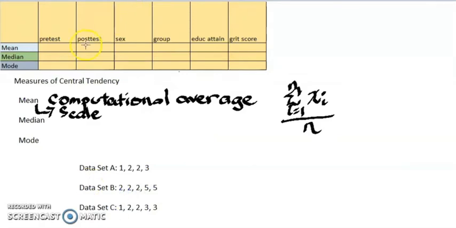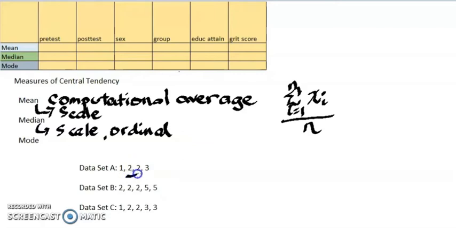Median is a measure of central tendency which is appropriate for scale variables as well as for ordinal variables. So median is for scale and ordinal variables. So for data set A, we can determine the median here. It is simply the middle value. However, the problem for data set A is that we have an even number of values, 4 values in fact. So technically, there is no middle value here.